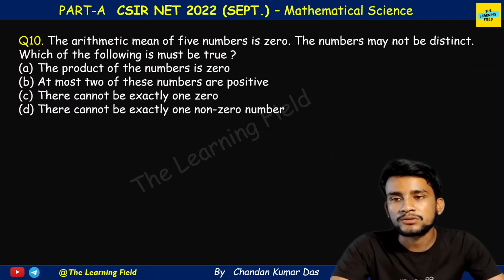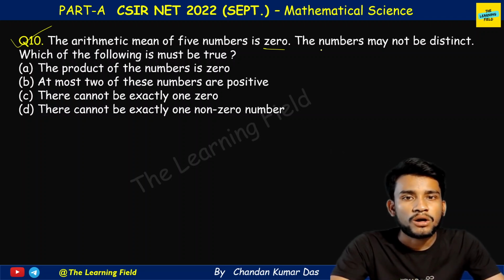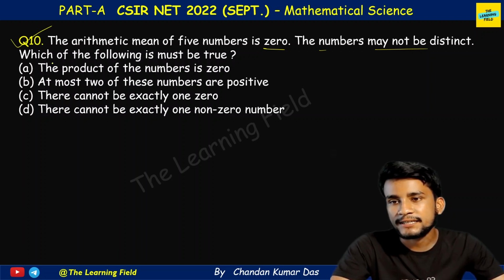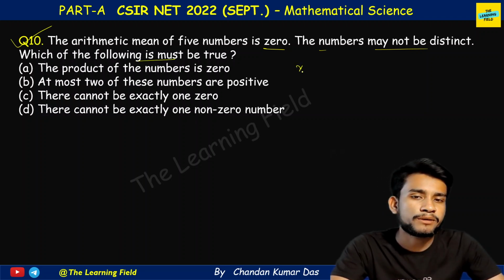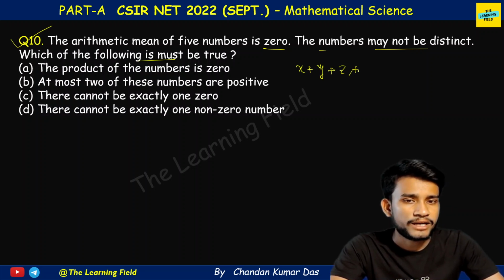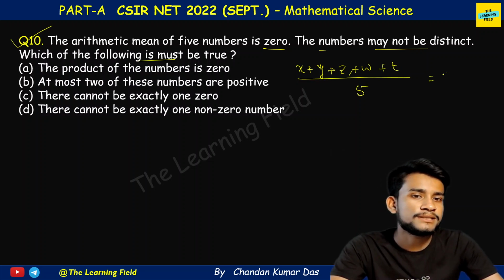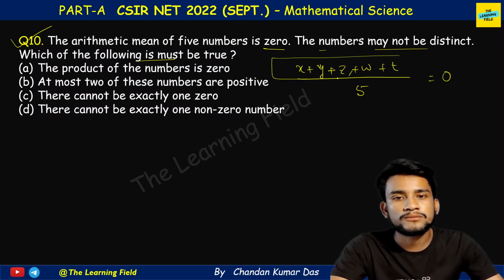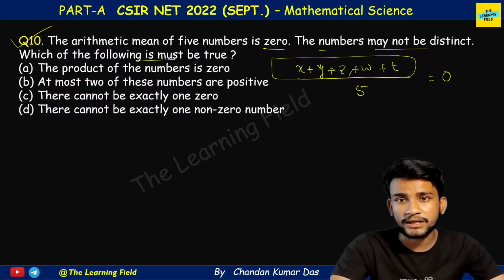Going to the next question, question number 10. It says that the arithmetic mean of 5 numbers is 0. The numbers may not be distinct, then which of the following must be true? Okay, so for the arithmetic mean of 5 numbers, suppose we take x, y, z, w and t, then divided by 5, this is 0. Now we have to conclude about these 5 numbers.